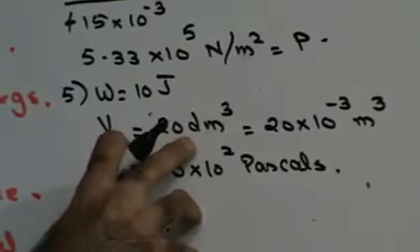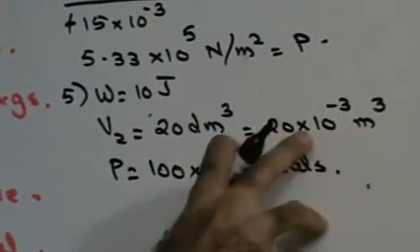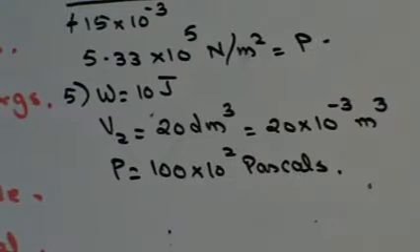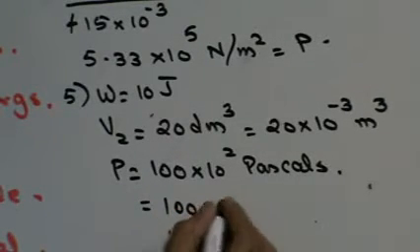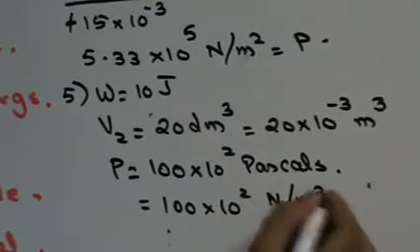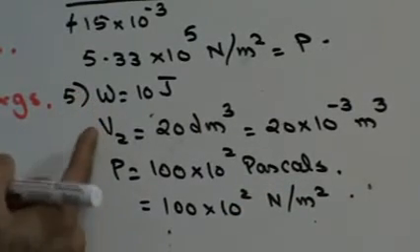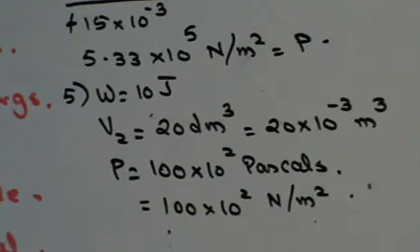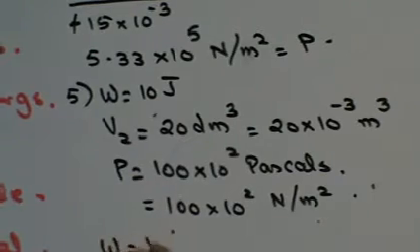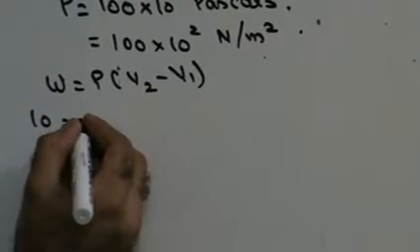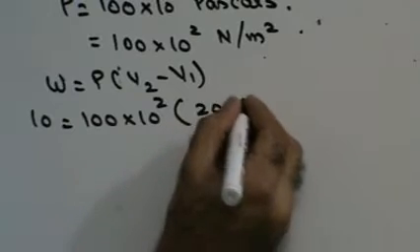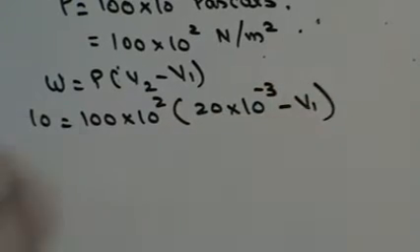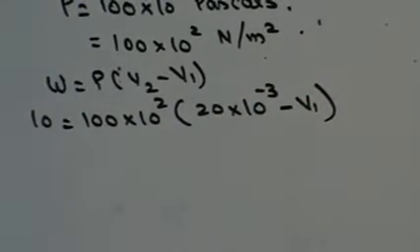Now decimeter cube, I convert this into meter cube. How do I convert it into meter cube? By multiplying it by 10 raised to minus 3. Pascals is nothing but newtons per meter square, so 10 raised to 2 newtons per meter square. Work is in joule, volume is in meter cube, and pressure is in newtons per meter square. So I can say work is P into V2 minus V1. Work 10 is equal to P, 100 into 10 raised to 2, times V2, 20 into 10 raised to minus 3, minus V1.